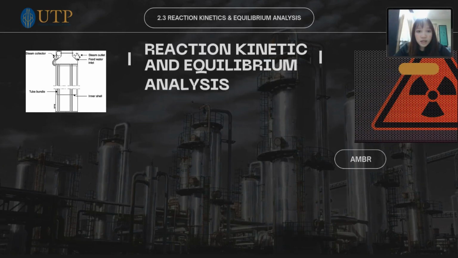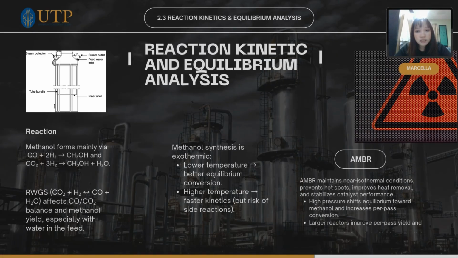Today, I will briefly explain the reaction kinetics and equilibrium involved in methanol synthesis. Methanol is mainly produced through two hydrogenation reactions: CO plus H2 forming methanol, and CO2 plus H2 forming methanol and water. A side reaction called the reverse water gas shift converts CO2 and H2 into CO and water. This reaction is important because even a small amount of water can shift the balance, changing the CO and CO2 ratio and affecting the overall methanol yield.